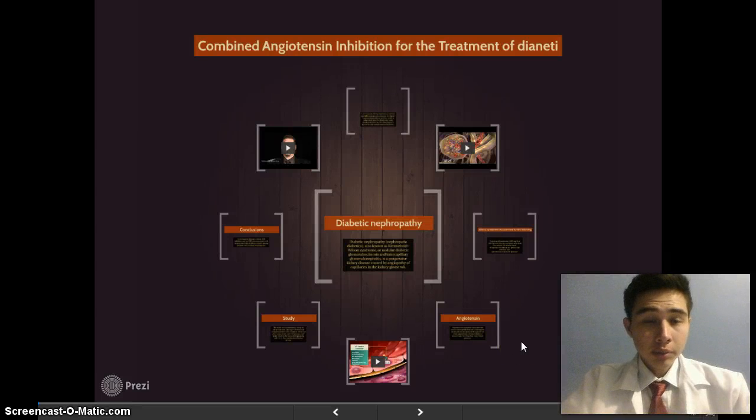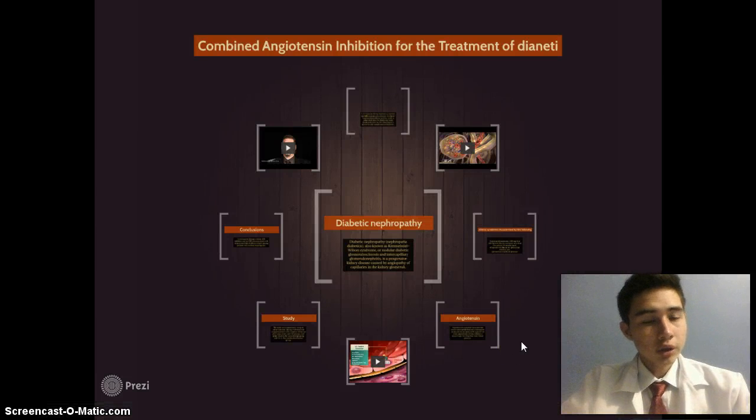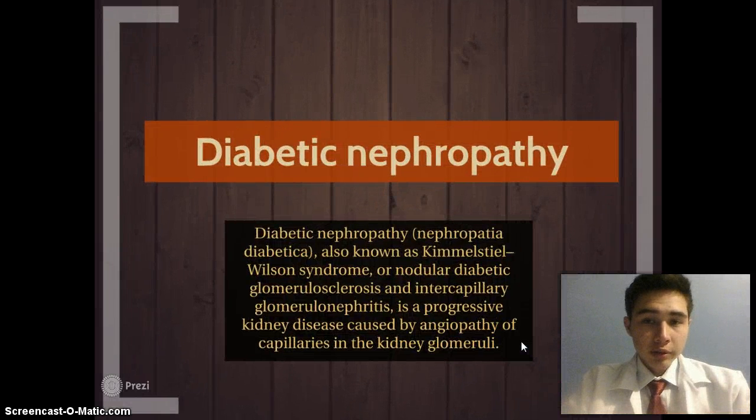Hi, I'm going to talk about combined angiotensin inhibition for the treatment of diabetic nephropathy. Diabetic nephropathy, or nephropathia diabetica, is also known as Kimmelstiel-Wilson syndrome, or nodular diabetic glomerulosclerosis and intercapillary glomerulonephritis.